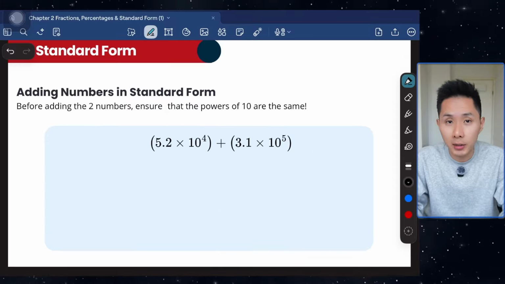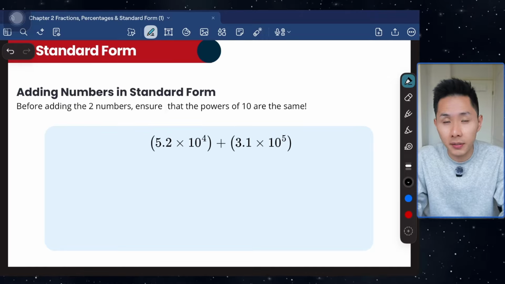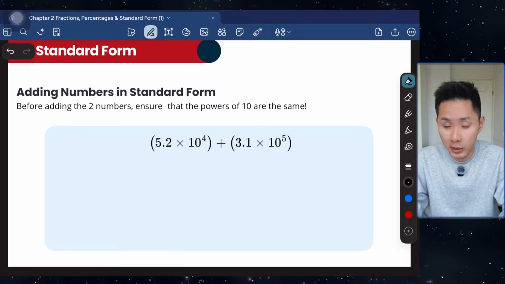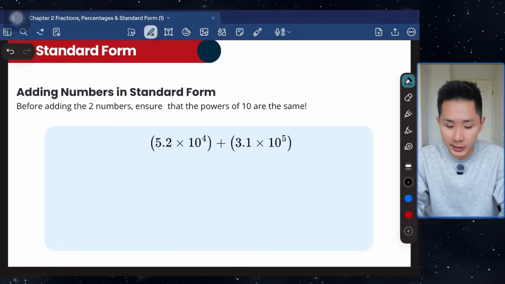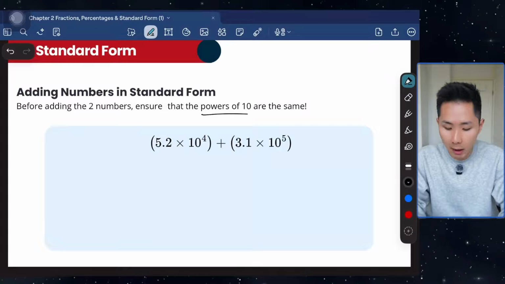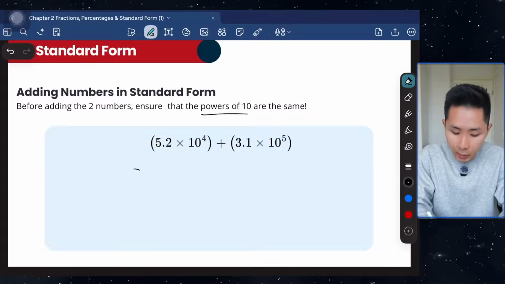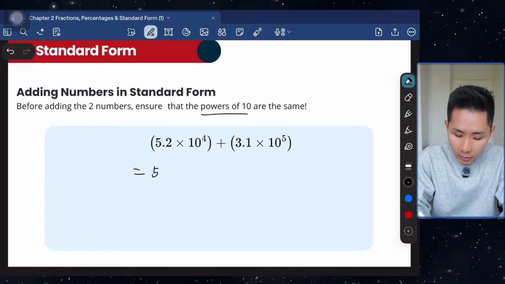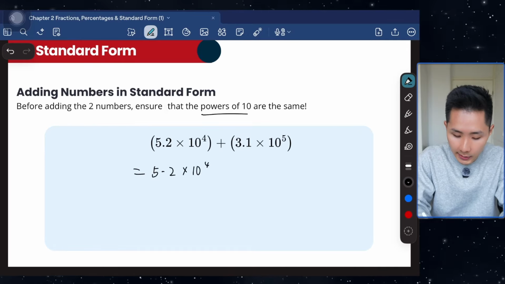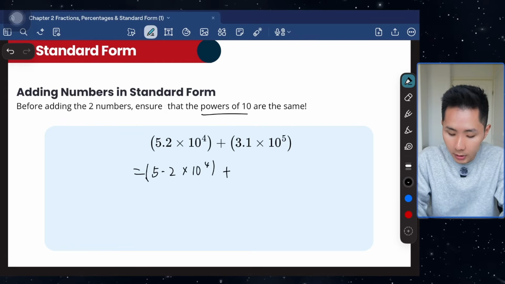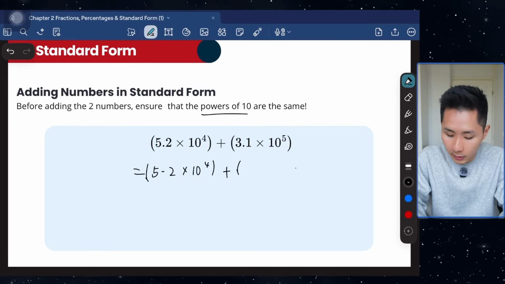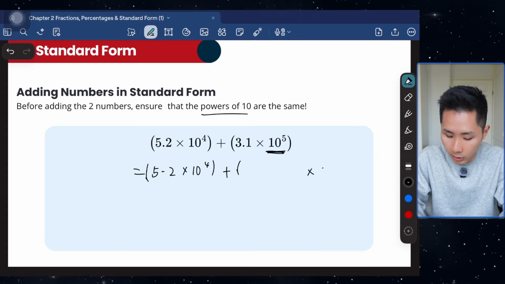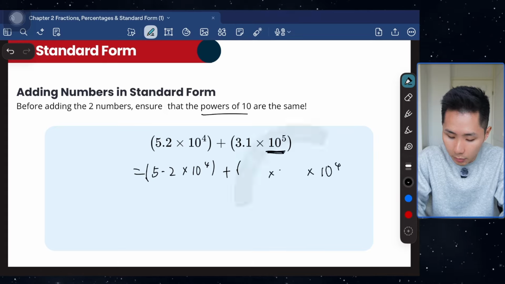Alright, the next part of the lecture here involves adding numbers in standard form. Unlike in multiplication and division, it is not so straightforward because before you add two numbers, you do have to ensure that their powers of 10 are the same. So in this example here, to add these two numbers together, I'm going to make the first part of the standard form the same, but I'm going to change this part into, instead of 10 to the power of 5, I will change it to 10 to the power of 4. I will separate the two.